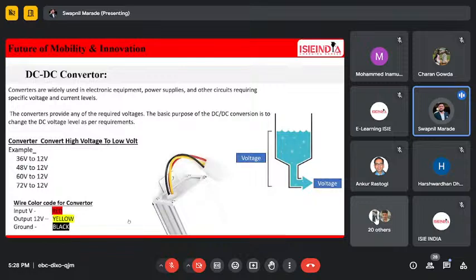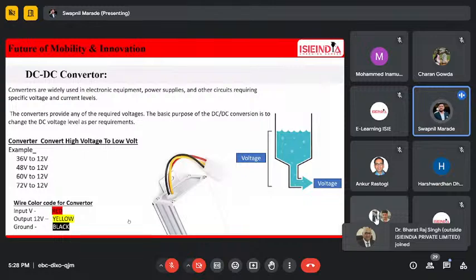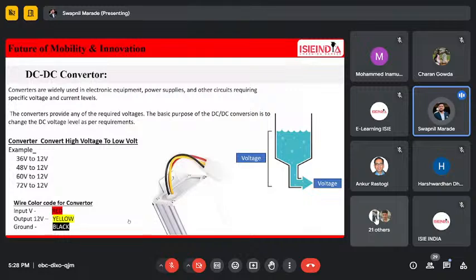Now the DC to DC converter is widely used in electronic components, power supplies, and other circuits that require a specific voltage and current level. The converter provides the required voltage. The basic purpose of the DC to DC converter is to change the DC voltage level as per requirement.